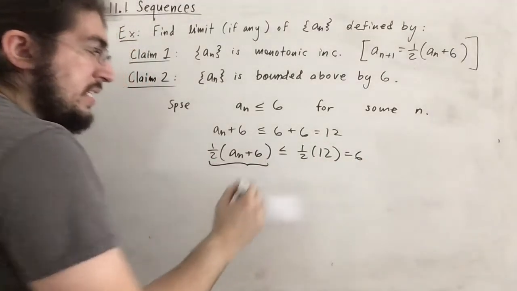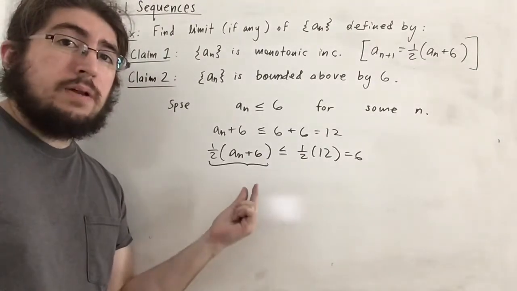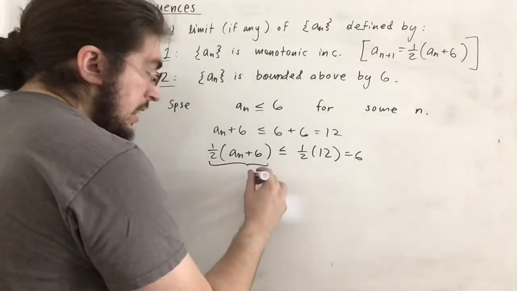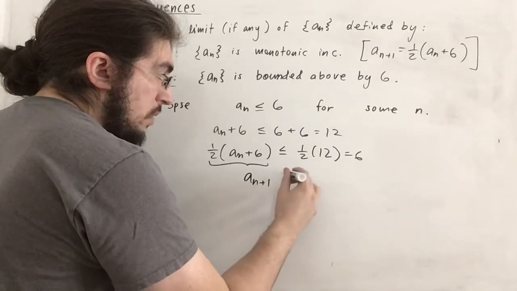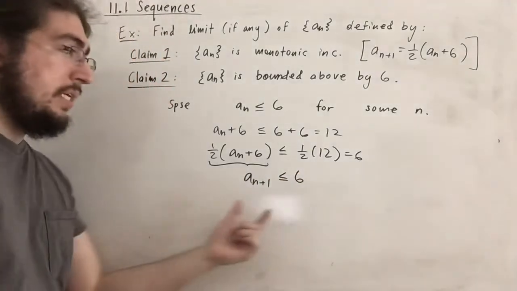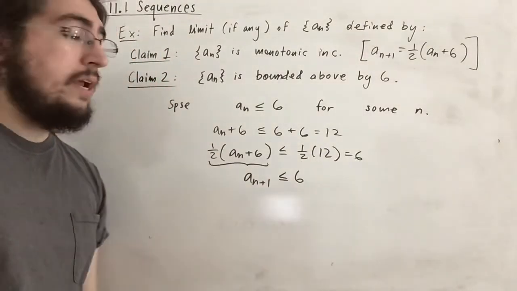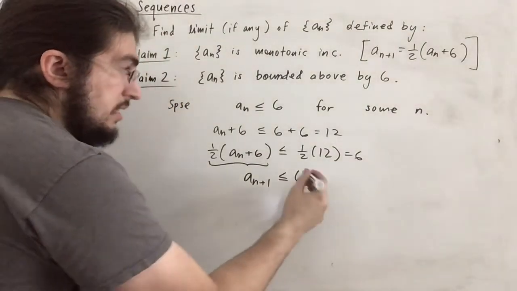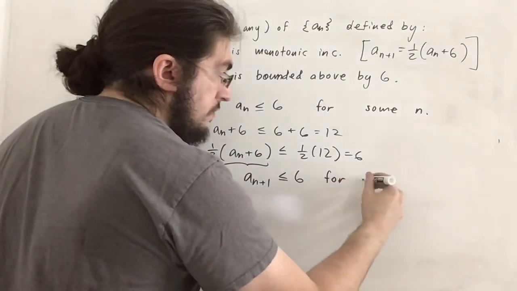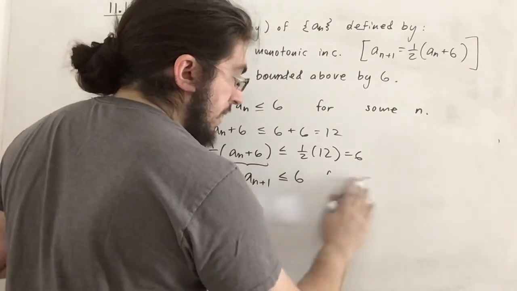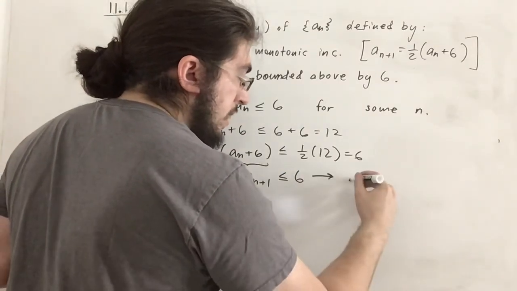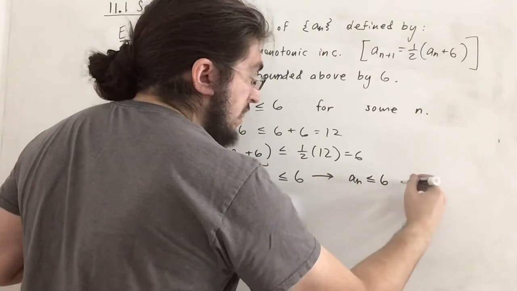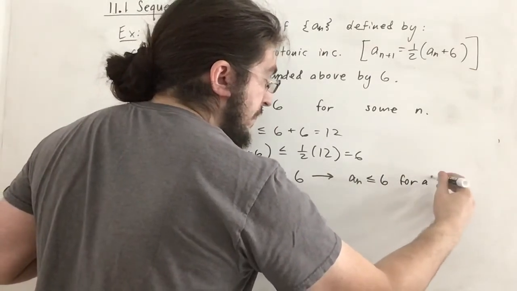And the beauty of this is 1/2 times a sub n plus 6 is just the next term, a sub n plus 1, and that has to be less than or equal to 6 because of this line here. So this actually implies that this is true for all n. Let me write it like this. This implies that a sub n is less than or equal to 6 for all n.